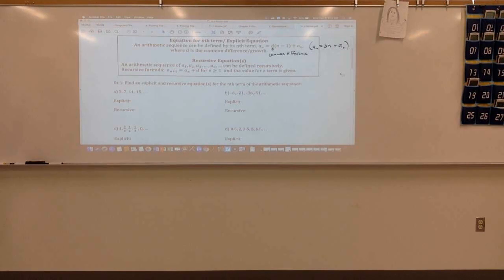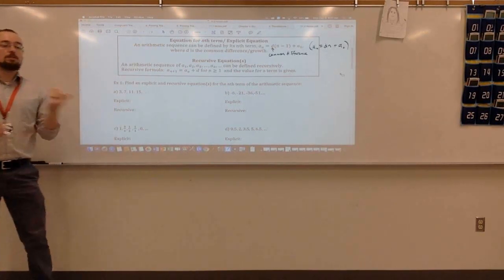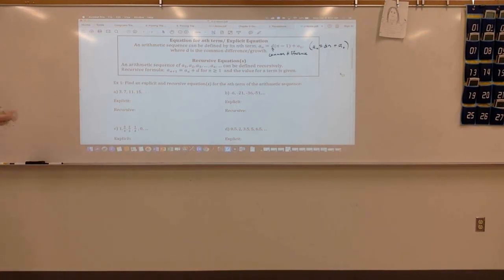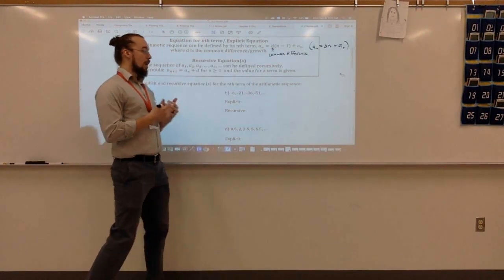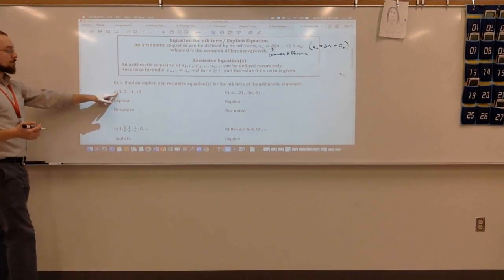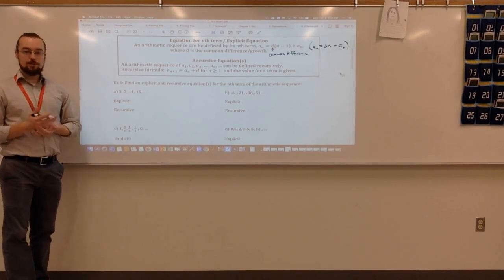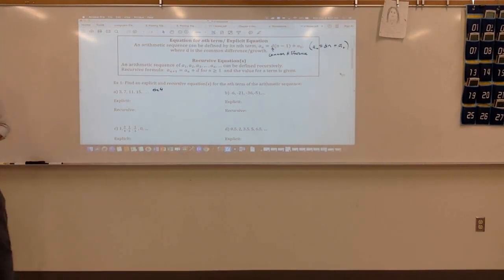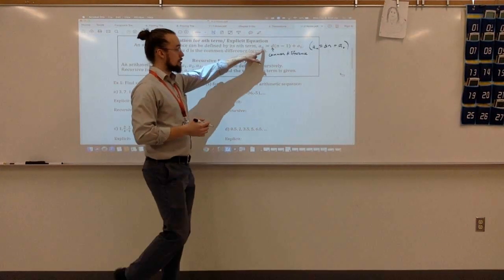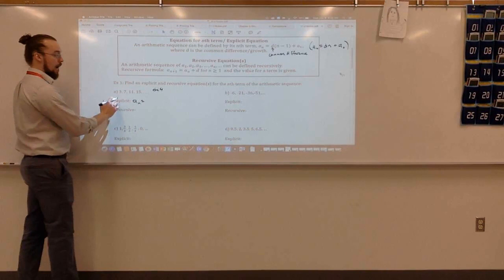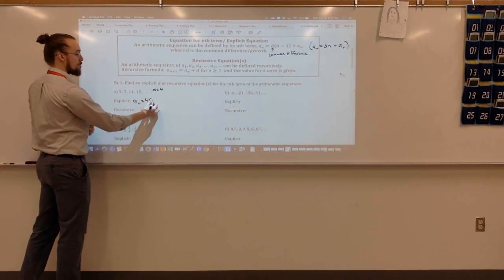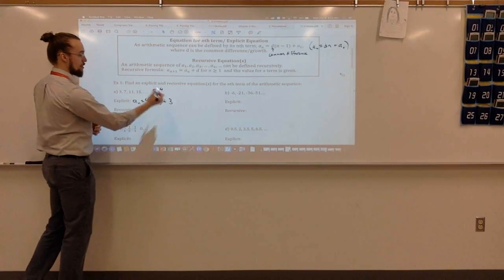So, if we look at a few examples here, where we are asked to write our formulas given a list of terms, given the sequence, I need one piece of it, the common difference, in order to use this formula. In this first example, I would be adding 4. The common difference for this is 4. So to write my explicit formula using this pattern, a sub n equals the common difference times n minus 1 plus the first term.